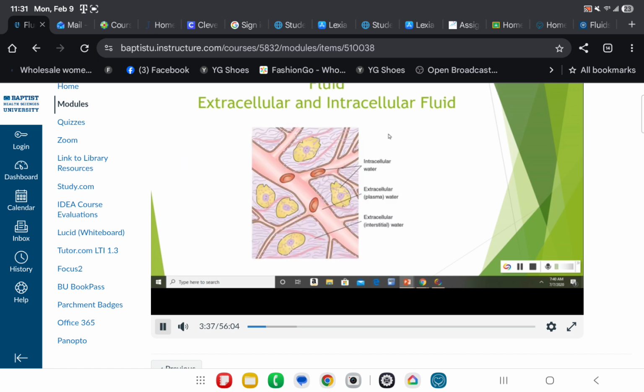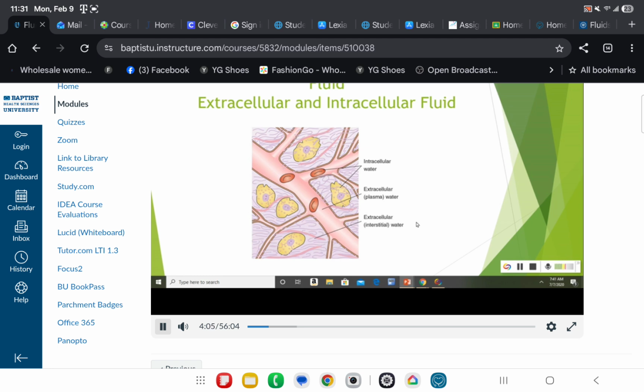So this gives you a look at what I'm talking about. This is plasma here, a type of ECF fluid. And then you have your interstitial fluid. This is the fluid that is found in your tissue spaces. And then we have your ICF fluid. You see here it is pointing to the inside of the cell. That's the fluid on the inside of the cell.